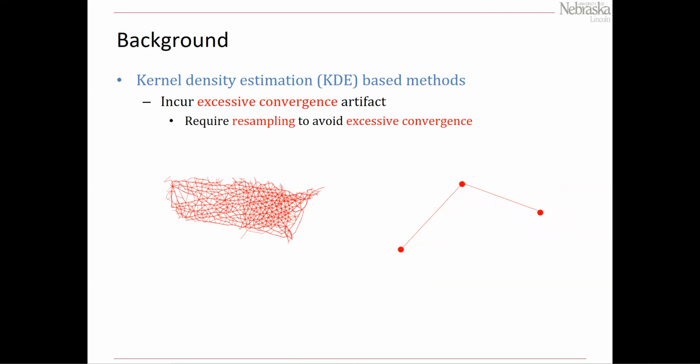However, if we directly apply this idea, the visualization can incur excessive convergence artifacts. Essentially, if you directly apply this method, you can easily generate these straight-line patterns. So this is the result. In this case, you can generate this kind of web-like or grid-like artifacts in the result. To address this issue, the typical method is to resample the result and iteratively do the convergence.